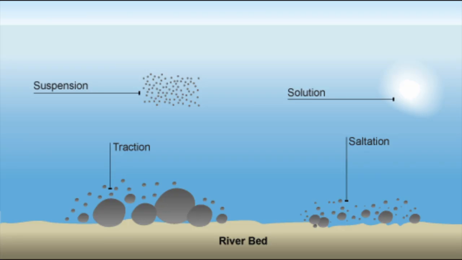The first type of transportation is traction, where large heavy pebbles are rolled along the riverbed. This is most common near the source of the river, where the load is larger and the power is greater. The next one is saltation. Pebbles are bounced along the riverbed, most common near the source. Suspension. Lighter sediment is suspended, carried within the water, most common near the mouth of the river. And the last one, solution, which you can't really see, is the transportation of dissolved chemicals. This varies along the river depending on the presence of soluble rocks, for example, limestone.